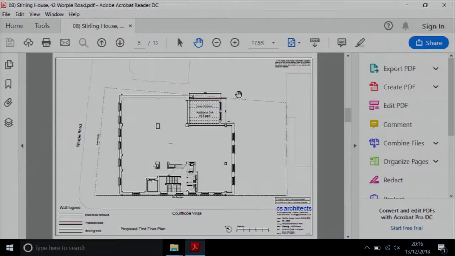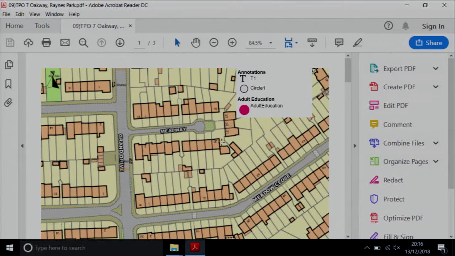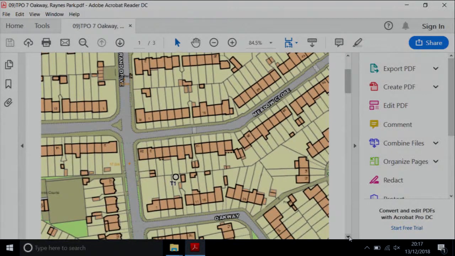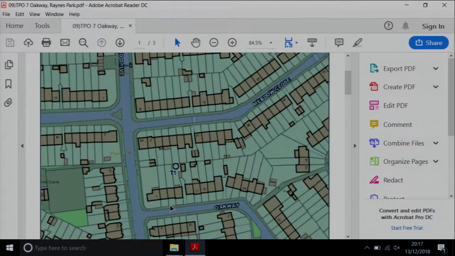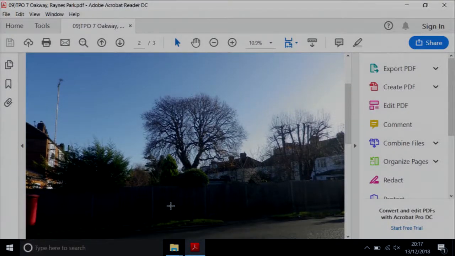We move on to agenda item 9, which is a tree preservation order at 7 Oak Way, Rains Park. Thank you, Chair. If I can just draw your attention to the screen, you can see the location of this particular tree in a second when I drag it down. It's set within residential gardens here, but you see it is visually seen from the side road. If we scroll further down, you'll see it's an extremely attractive, very large tree, very large 150-year-old oak tree.